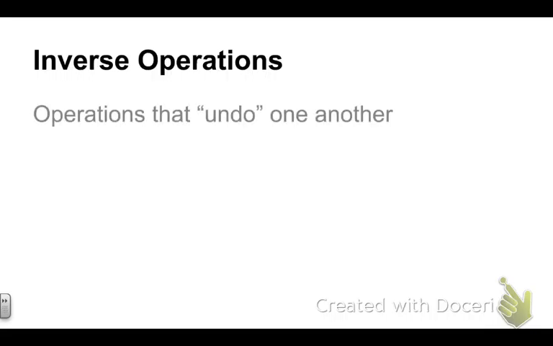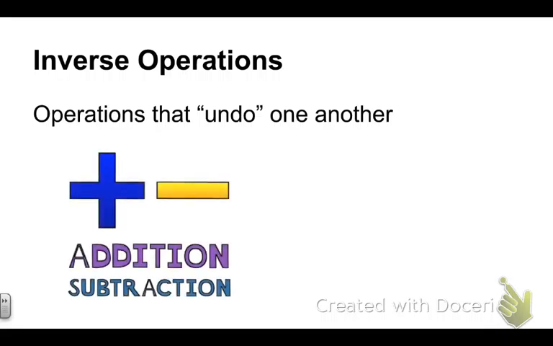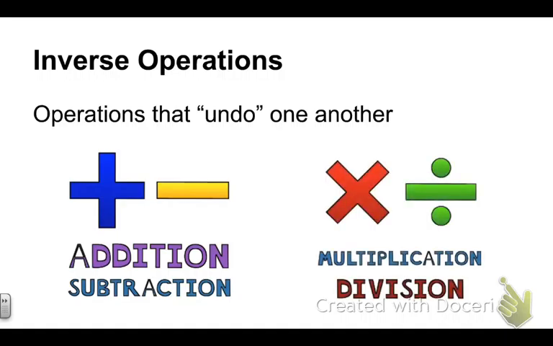And to do this, you need inverse operations. These are operations that undo one another. So for example, the opposite of addition is subtraction, and the opposite of subtraction is addition. The opposite of multiplication is division, and the opposite of division is multiplication. These are inverse operations.